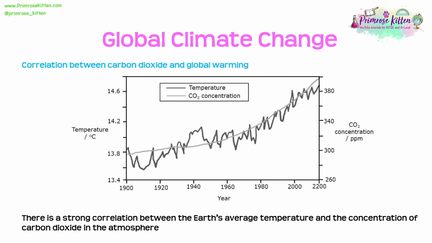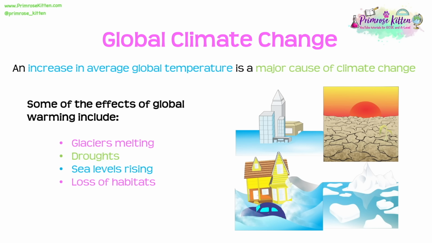This graph here is a very important one, and it shows the relationship between the change in carbon dioxide concentration over the last few hundred years and the temperature. Here you can see that as the carbon dioxide concentration has increased, the general trend is that the temperature has also increased. We can see here that there's a strong correlation between the Earth's average temperature and the concentration of carbon dioxide in the atmosphere. An increase in the average global temperature is a major cause of climate change.